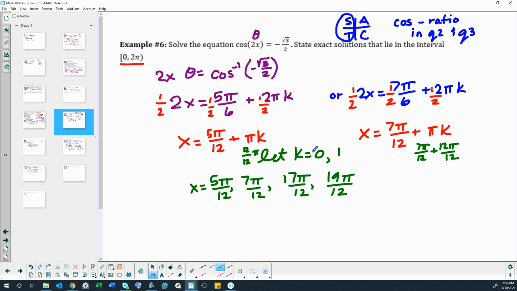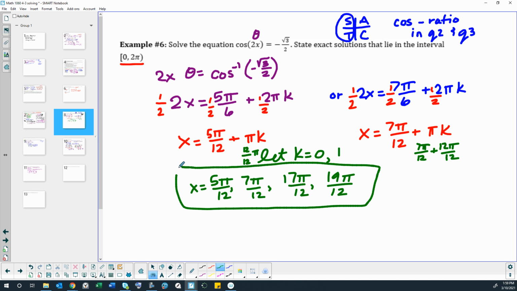Alright, what if k equals 2? So that means we would add 24 pi 12ths. That would take us to 29 pi 12ths. But that's bigger than 2 pi, and obviously it's bigger than 2 pi because if k is 2, we're adding 2 pi. And if you add 2 pi to a positive number, you're going to have an answer that's bigger than 2 pi. So we don't need to go any further. This is all of the answers we need that make this equation true from 0 to 2 pi.